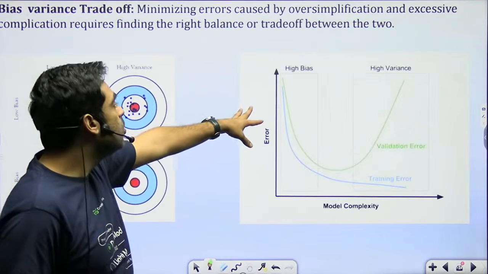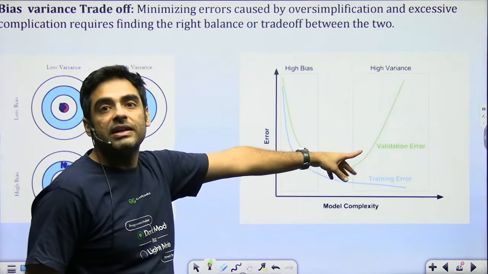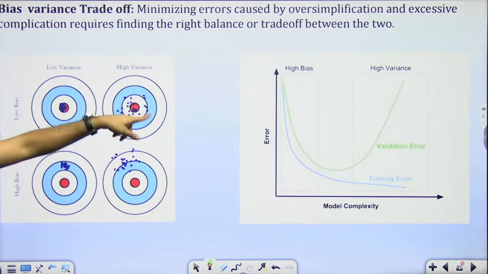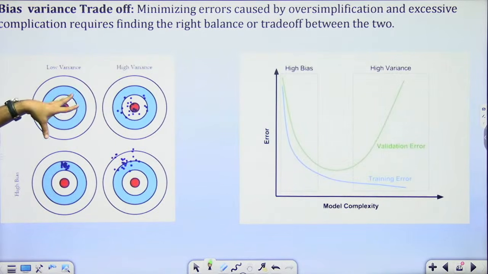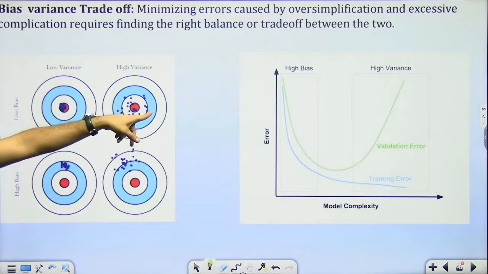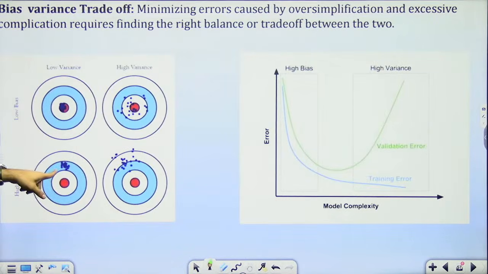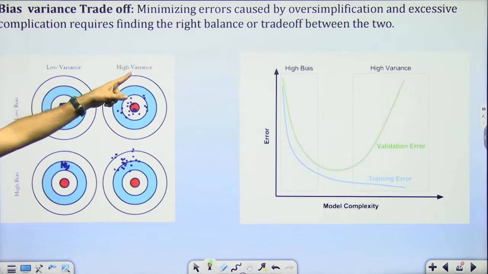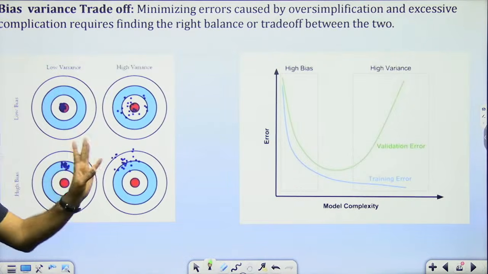So this is how a bias variance trade-off is defined, and this bullseye diagram shows how the data set is. When we have low bias, low variance, this is the data set. When we have low bias, high variance, this is how the data set is spread. When we have high bias, low variance, this is how the data set is spread, and when we have high variance, high bias, this is how the data set is spread.